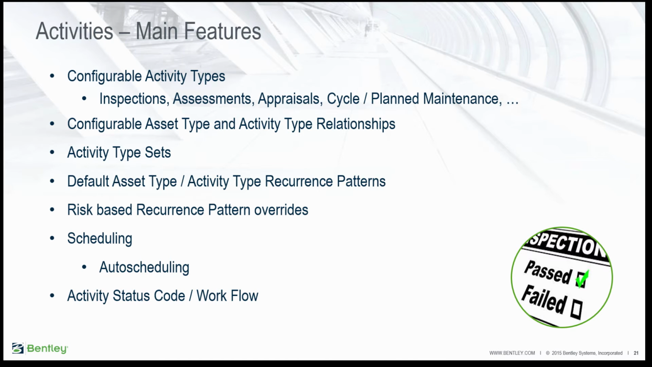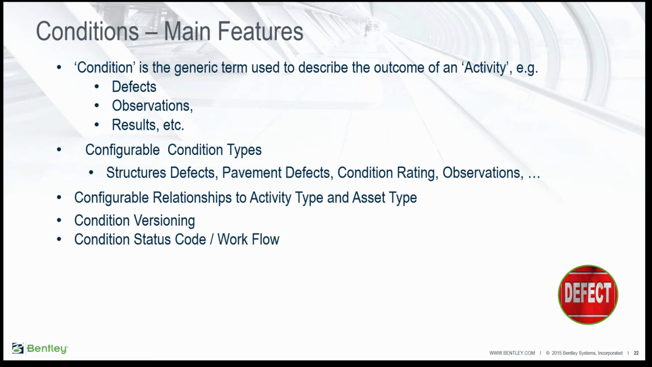One possible outcome of an activity might be a condition record, and condition is a generic term used to describe the outcome, such as a defect, an observation, or a simple set of results. These condition types are definable and configurable, such that you could create structures defect types, pavement defect types, condition ratings, or observations, each with a different set of attribution and each with a different relationship model to the appropriate activity type.